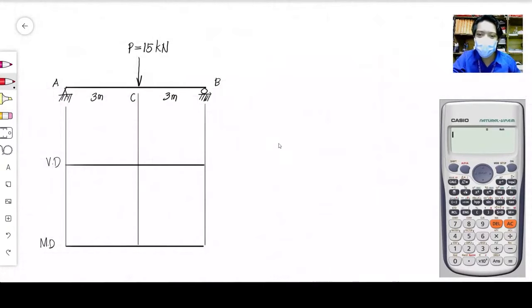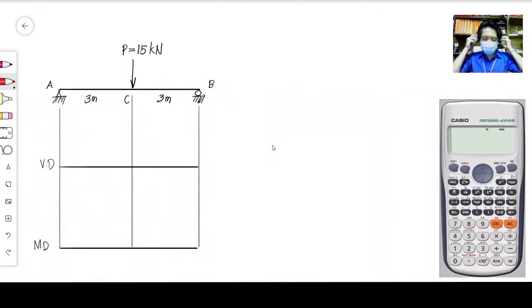Okay, so I have here an example. We are to construct the shear and the moment diagram. So for us to construct the shear and moment diagram, of course, step number one is to always solve for the reaction. For this case, since we are dealing with a simply supported beam with a point load acting at the midpoint of the beam, solving for the reaction at point A and at point B, you can automatically solve, right? The reaction at point A, RA, is equal to half of the applied load, and that is 7.5. This is in kilonewton.